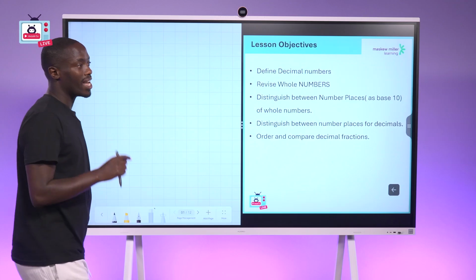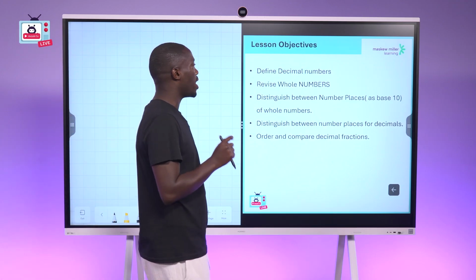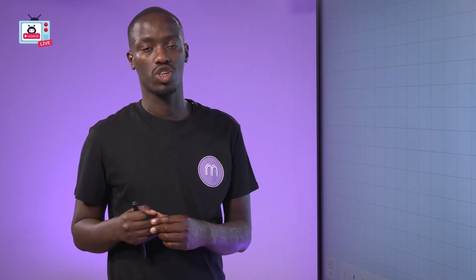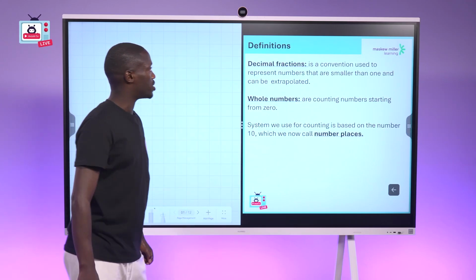At the end of this lesson, I want you to be able to define what decimal numbers are and revise the whole numbers. And also distinguish between number places, which we mean the base of 10 of whole numbers, distinguish between number places of decimal fractions, and also be able to order and compare decimal numbers. Let's dive right into it.